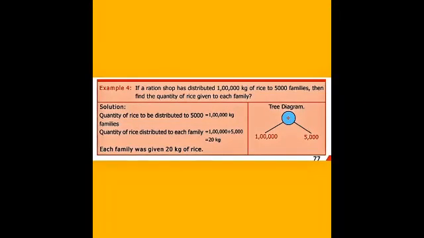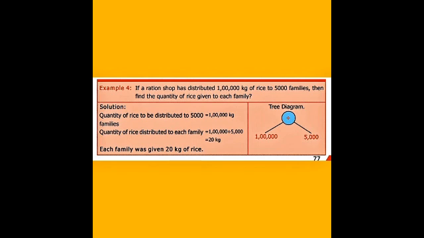Next question, example 4. If a ration shop has distributed 1 lakh kg of rice to 5,000 families, then find the quantity of rice given to each family. A large amount is given to fewer people, so we want to do the division. So 1 lakh divided by 5,000 is equal to 20 kg. So each family was given 20 kg of rice.